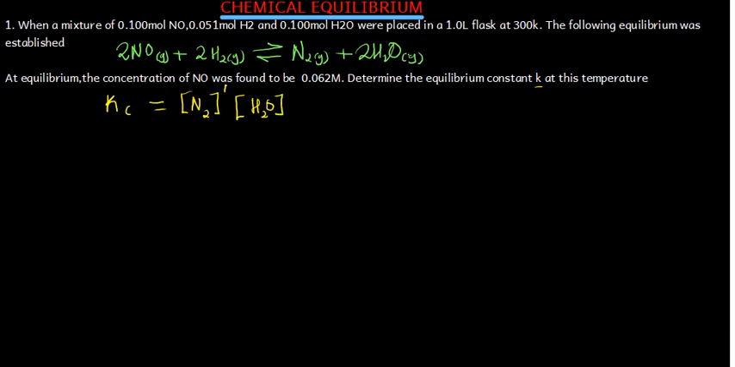This is actually not water, this is vapor. You only include those which are in gaseous state. If you have any solid or liquid, don't include them in this expression. So this will be raised to the power of its coefficient, and then divided by the reactants. You have nitrogen monoxide, a gas, so we include it to the power 2, and then hydrogen gas also to the power 2. But this expression is only valid at equilibrium.